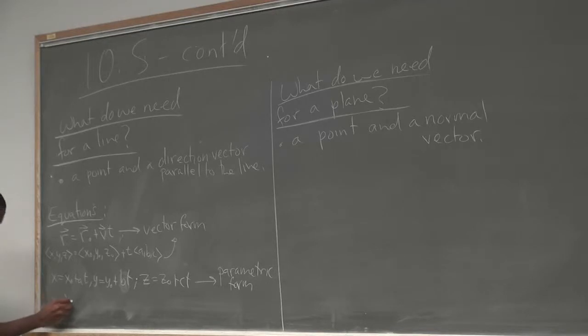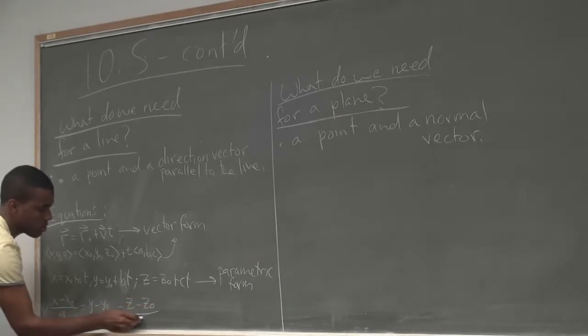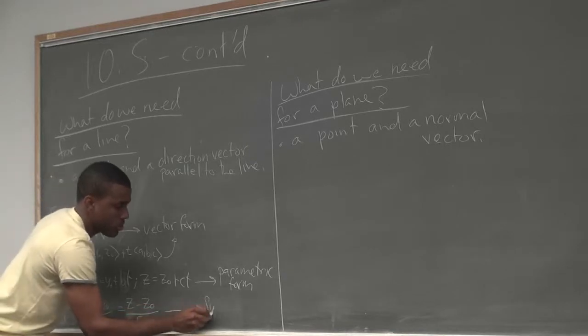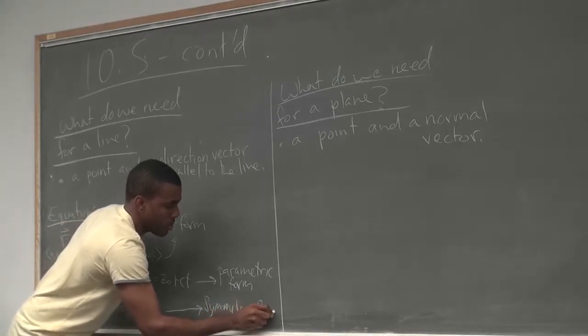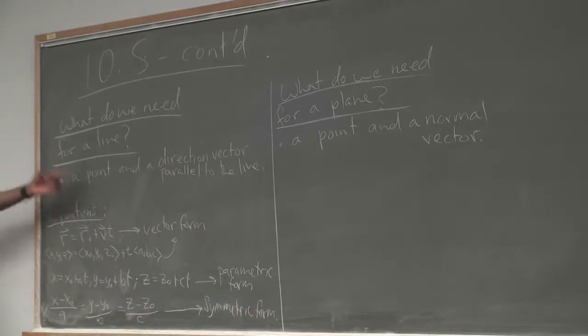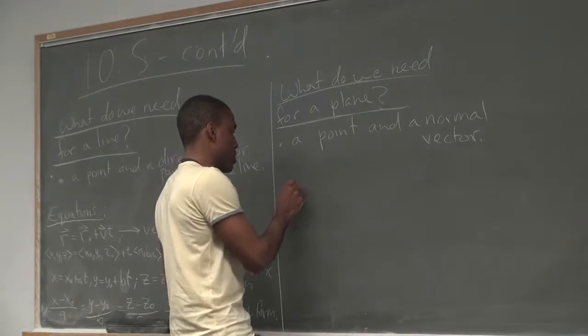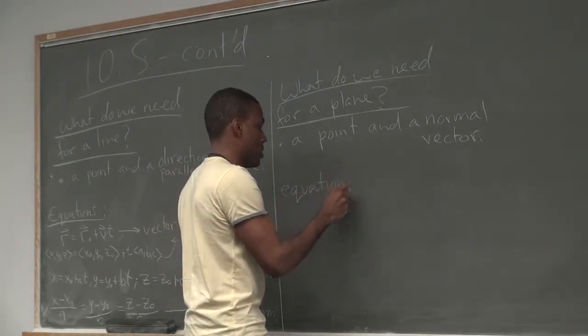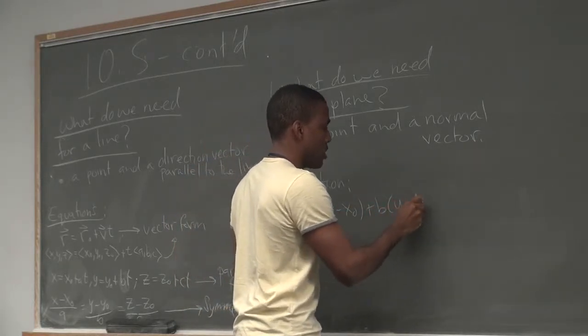Solve for the t: x minus x naught over a equals y minus y naught over b equals z minus z naught over c. This is the symmetric form. Right? So what do we need for a line? A point and a direction vector. These are the possible equations you can write it down in. The direction vector is the a, b, c. The point is x naught, y naught, z naught. This guy, our equation for the plane, is just a times x minus x naught plus b times y minus y naught plus c times z minus z naught.